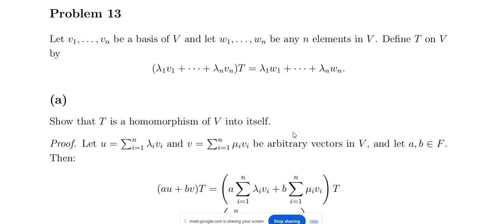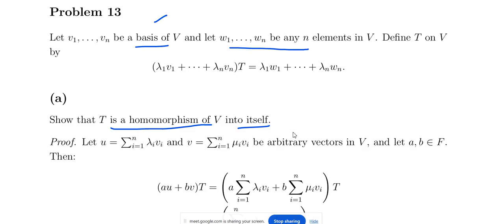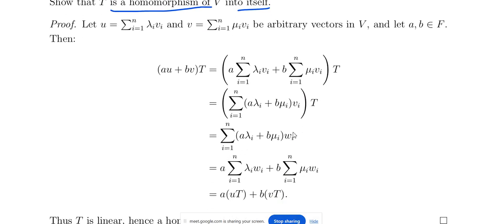Let V1, V2, ..., Vn be a basis of V, and let W1, W2, ..., Wn be any n elements in V. Define the transformation T on V by T of (lambda 1 V1 plus lambda 2 V2 plus ... plus lambda n Vn) equal to lambda 1 W1 plus lambda 2 W2 plus ... plus lambda n Wn. Then T is a homomorphism of V into itself. We have to prove this on the linear combination.